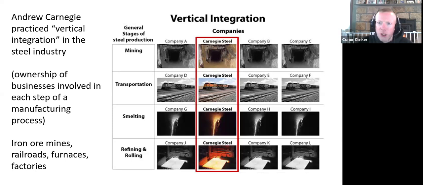Maybe it's sheets, big sheets for the side of a ship. Maybe it's I-beams for a skyscraper. It's a multi-step process. And what this is saying is if one company is in charge of every step of the process, one company owns the mines, they own all the equipment, they own the railroads and the tracks to carry the materials from the mine to the factory, they own the factory, they own the furnaces and the smelters, they own the trucks that bring the finished pieces to the construction site, whatever it is.